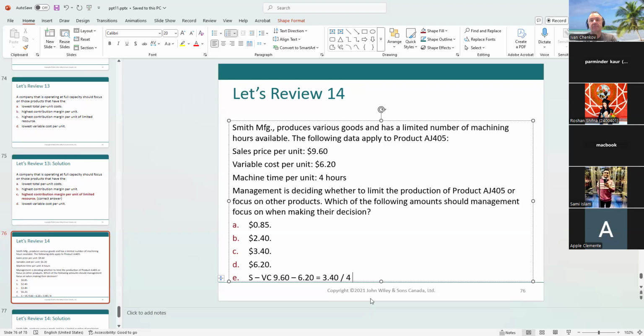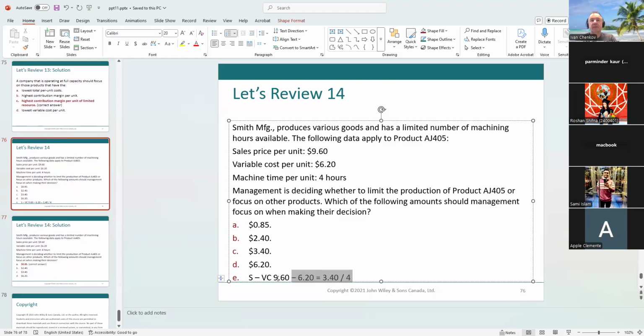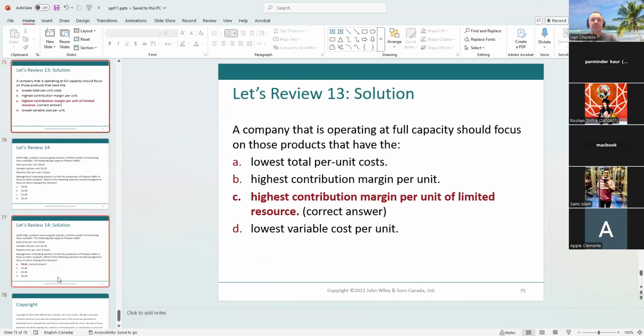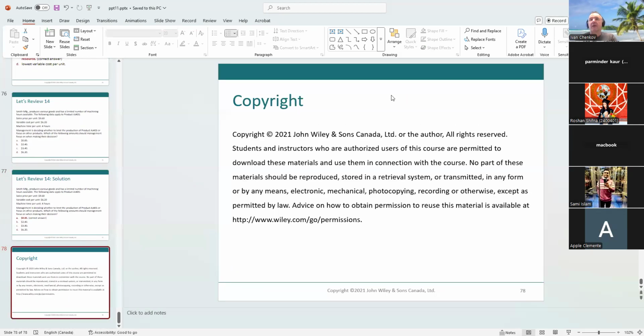A, 0.85. So this will be the correct answer. Make sense? So when we have this limited resource, always chase the contribution margin within the limited resource. And that concludes this chapter.